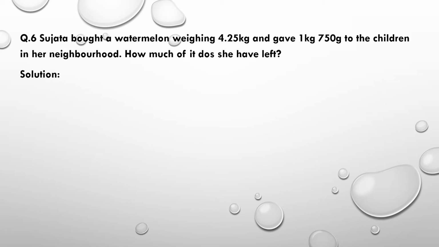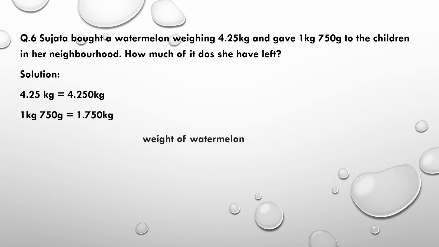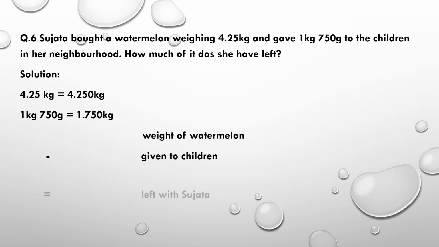Question 6. Sujata bought a watermelon weighing 4.25 kilograms and gave 1 kg 750 grams to the children in her neighborhood. How much of it does she have left? Solution. 4.25 kg is equal to 4.250 kilograms. 1 kg 750 grams is equal to 1.750 kilograms.